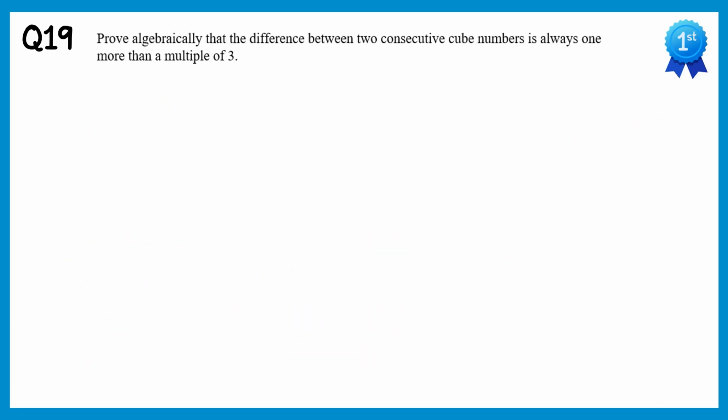For this question, we've got an algebraic proof. It says we've got two consecutive cube numbers. So let's say one of our cube numbers is going to be n cubed, the next one must be n plus 1 cubed, since they're consecutive. It also says we want the difference of these two numbers, so we're going to need to subtract them. If we're going to find the difference, we'll do the biggest one of those, which will be n plus 1 cubed, subtract the smaller one, which is n cubed, and we need to show this is always one more than a multiple of 3. So let's expand this out.